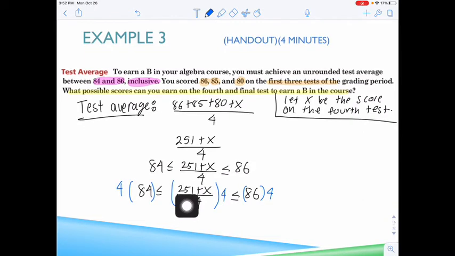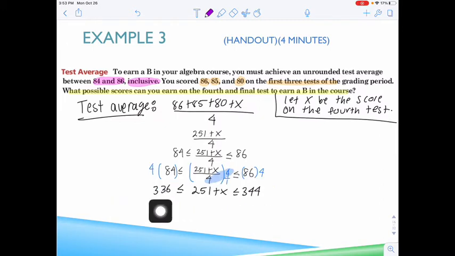Notice that in the middle, we have 251 plus x divided by 4. We're trying to get x by itself. To undo this divide by 4, we're going to multiply everything by 4, which means we're going to multiply every single side by 4. 4 times 84 gives us 336. 251 plus x over 4 times 4, the 4's will become a 1 and we can get rid of them, and we are left with 251 plus x. 86 times 4 gives us 344. Notice we multiplied by a positive 4, so the symbols do not switch.